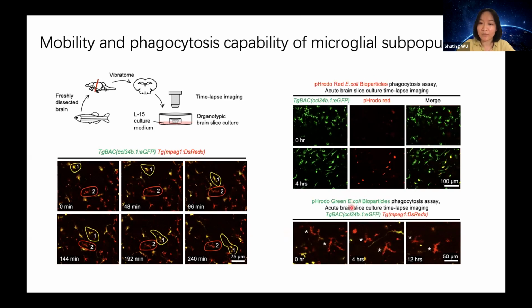But in the next experiment, when we incubate a double transgenic fish with the green E. coli particles, we would expect to see that if the CCL34-beta1 negative microglia take up any green particles, then they will become double positive. But this turned out to not be the case. We found that we didn't observe any single ramified microglia taking up any green particles, indicating that this CCL34-beta1 negative microglia have relatively lower phagocytosis capability of the E. coli particles.